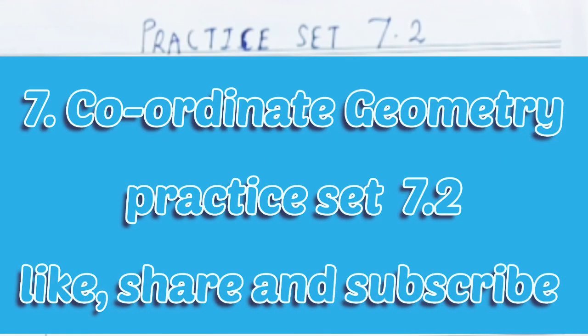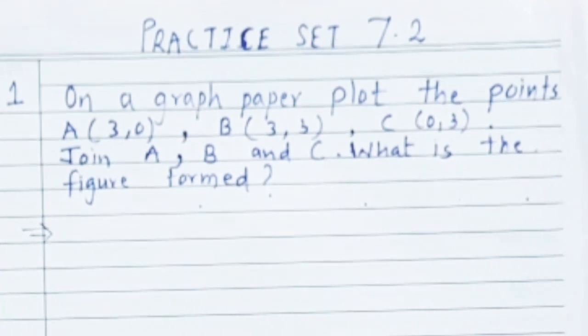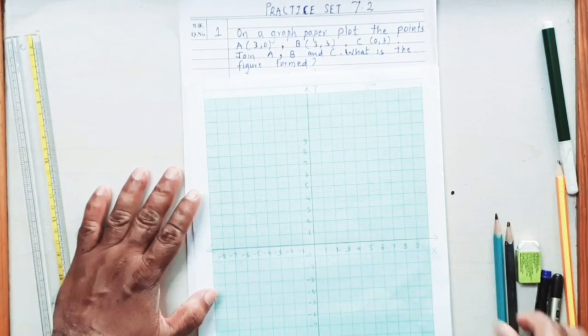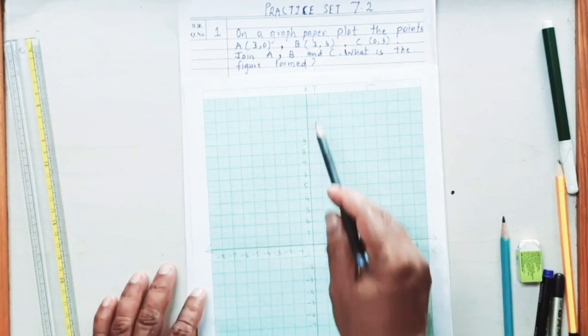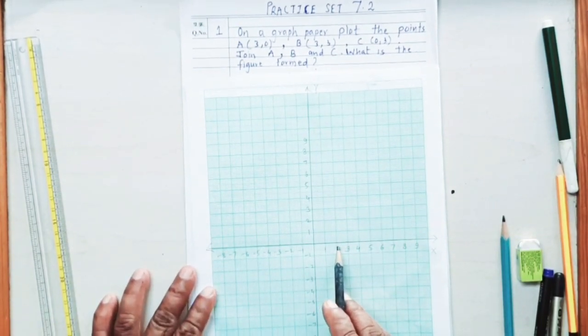Practice set 7.2. First example. On a graph paper, plot the points A (3, 0), B (3, 3) and C (0, 3). Join the points A, B and C. What is the figure formed? So on the XY plane, plot the following points. The horizontal line is the x-axis and the vertical line is the y-axis. So in the XY plane on the graph paper, plot the points.